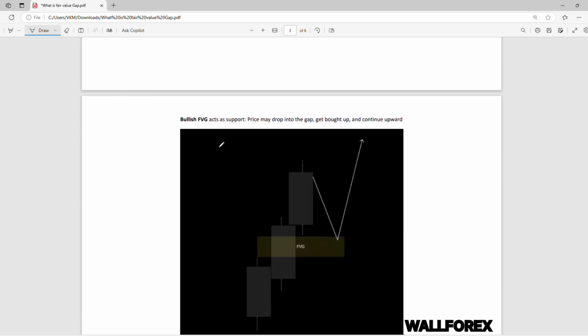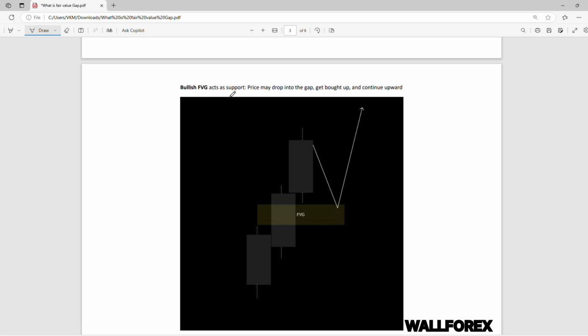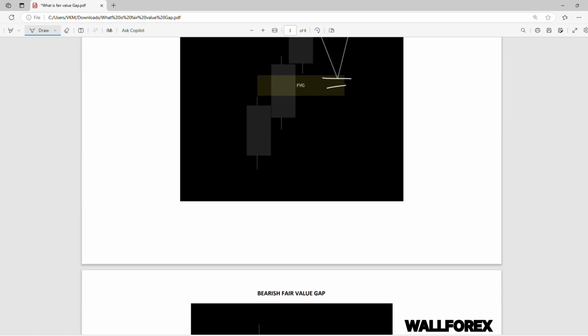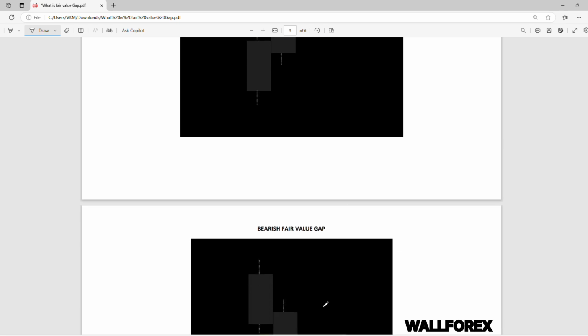A bullish FVG acts as a support. Price may drop into the gap, get bought up and continue upward. Just as I said, when price comes to this imbalance, the price will continue the upward trend, which basically means buy from here and put your stop below this low of the candle, or the low of the wick. It's up to you, but don't buy from this area, buy from this area. I will show the real live chart analysis, and we can also look at the bearish fair value gap.